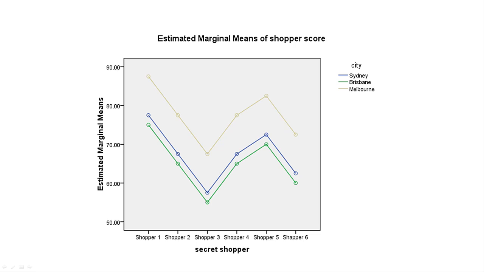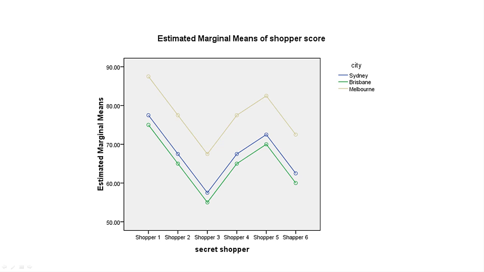So here is a chart that is generated by SPSS. Now what we have on the bottom are the 6 shoppers. So shopper 1, shopper 2, shopper 3, etc. Actually, we have shopper 6. And then on the vertical axis, we have the estimated marginal means. So that is the mean for each city by each shopper.